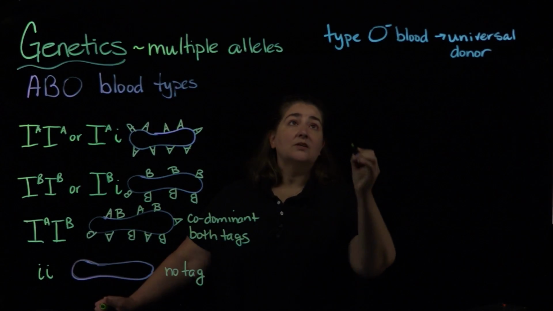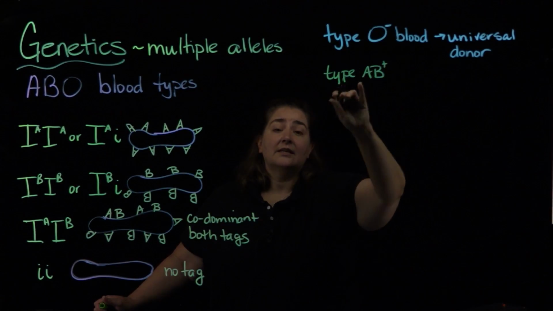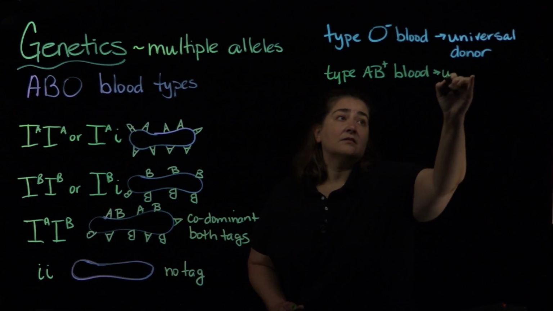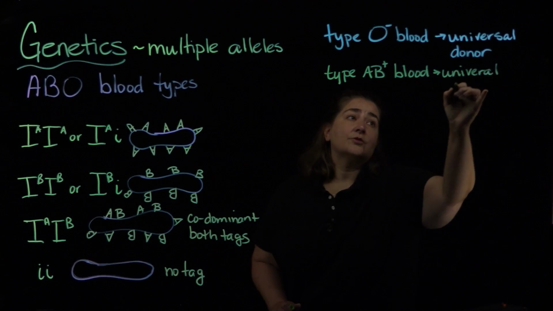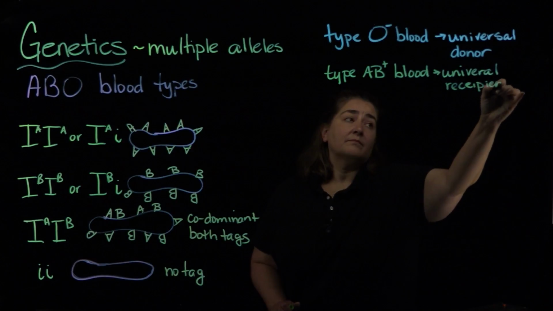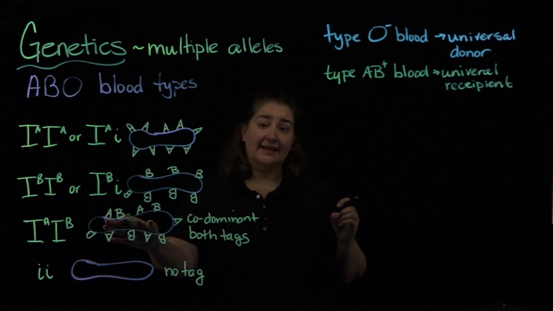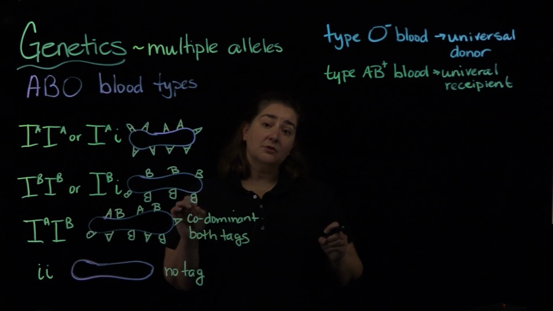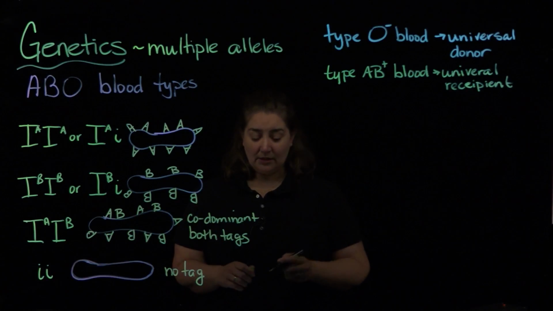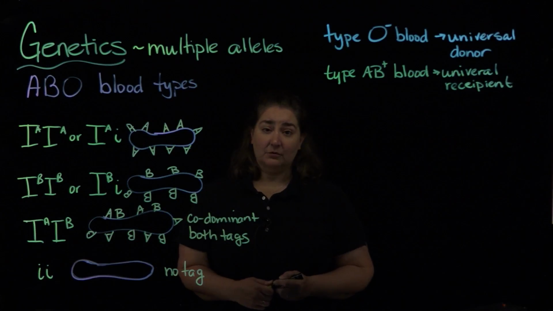The other one that's going to be unique is type AB blood, specifically AB positive. This is going to be our universal recipient. AB positive blood is the universal recipient because it's got all the tags on the outside of it. So the immune system of the person who has type AB positive blood isn't going to recognize any of those tags as foreign, because they're set up to have the recognition pattern for all of that.